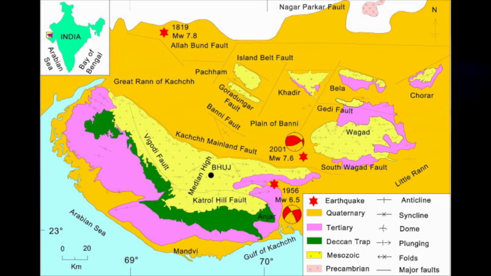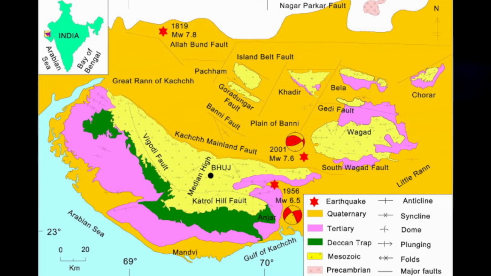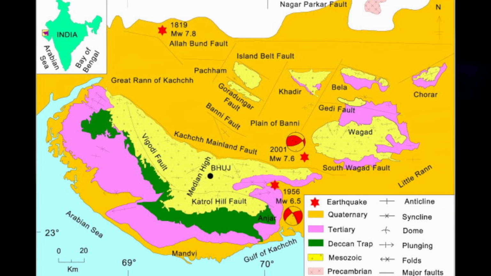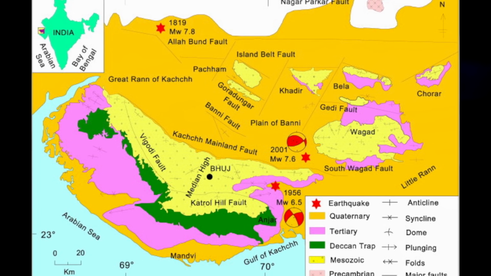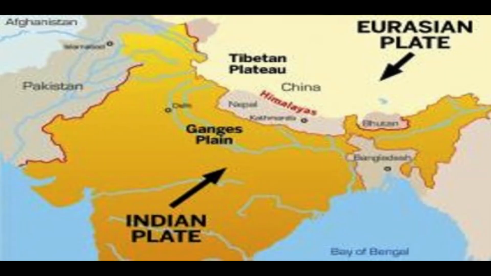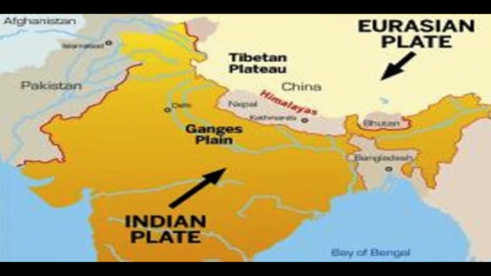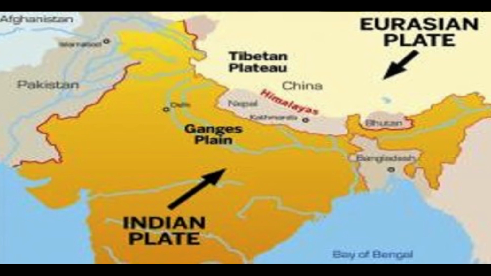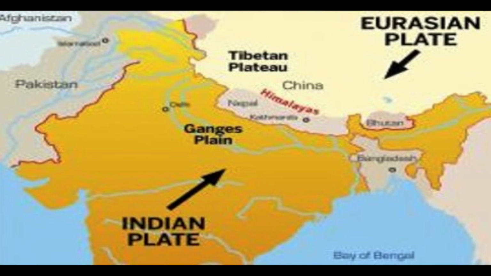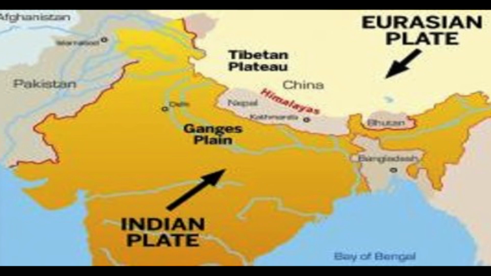According to the seismologist, the earthquake is caused due to the reactivation of a fault. The reactivation of the fault was due to the movement of the Indian plate northward. The Indian plate is moving in a northwest direction at the rate of about 5 cm per year against the Eurasian plate along the Himalayan ranges.